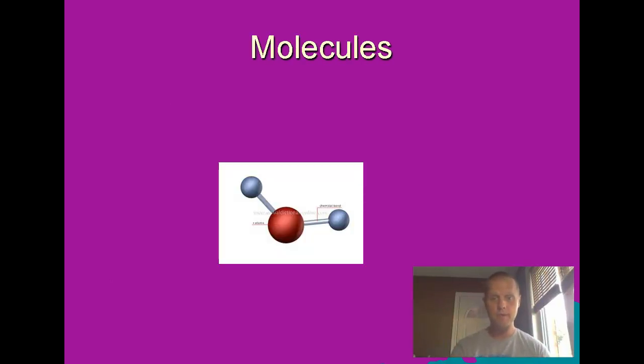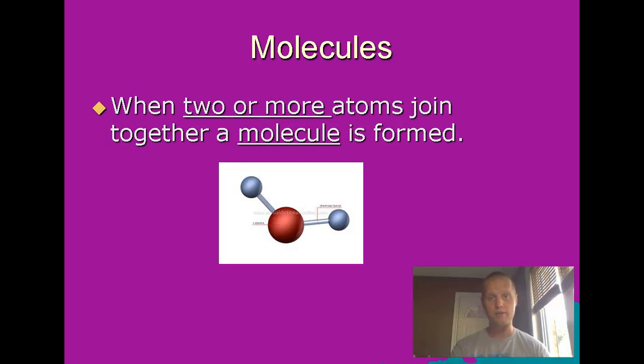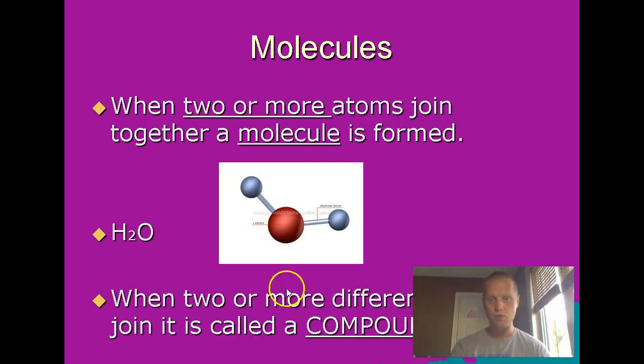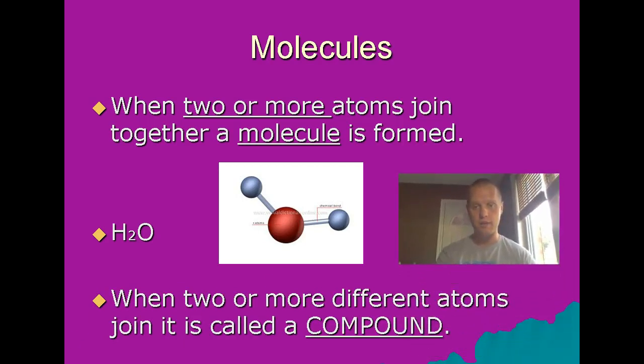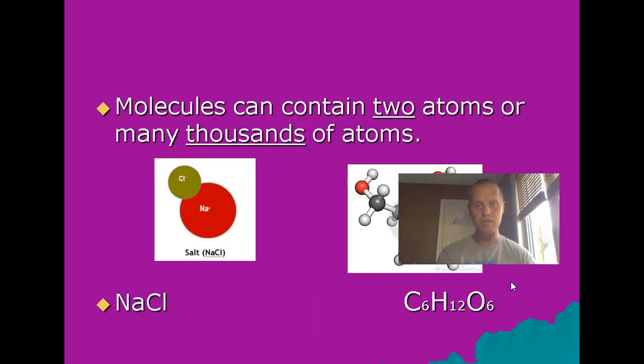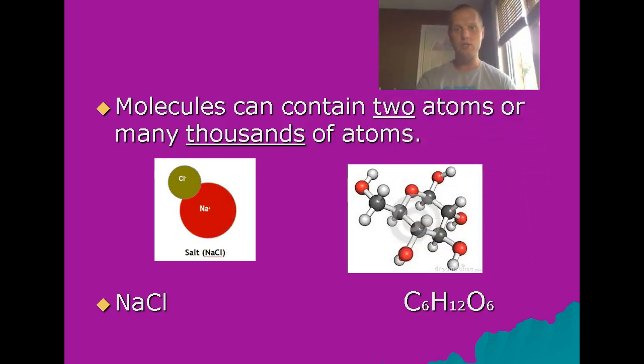of metal. Now molecules, on the other hand, are two or more atoms joined together, okay? And they form a molecule. And H2O is an example of that. So when two or more different atoms join together, it's called a compound as well. So a compound is a little bit different than a molecule. A compound is technically a combination of atoms. So molecules can contain two atoms or many thousands of atoms.